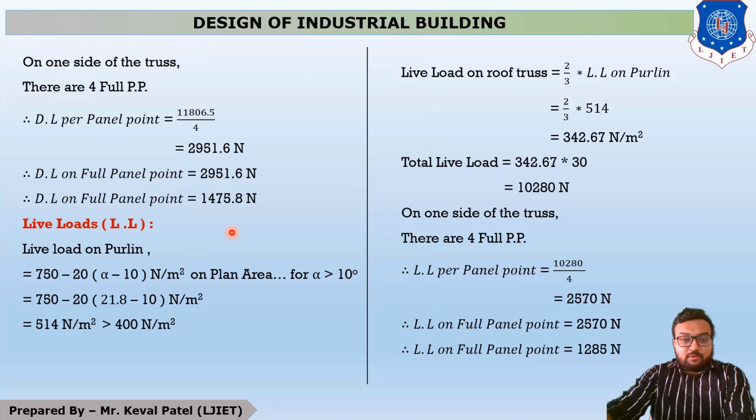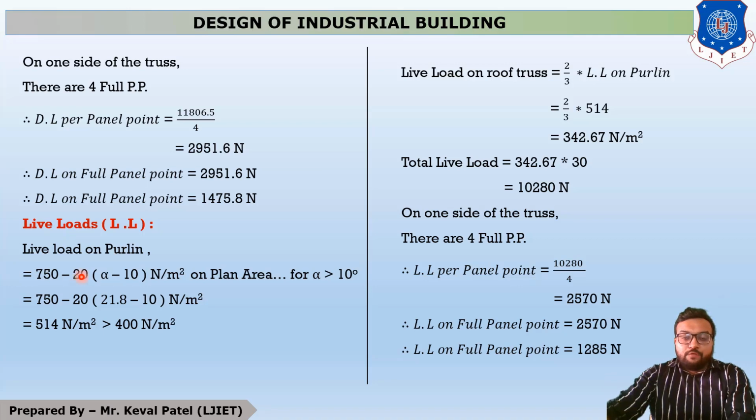Now a similar calculation is used for live load and wind load. Okay. So now let us start. Our second load is live load. And on live load, first is live load on purlin. And on live load on purlin, there are two cases. First is when alpha is greater than 10 degree and second is alpha less than 10 degree. So you can see that alpha is equal to 21.8 degree in this example. It means in this example, our alpha is greater than 10 degree.